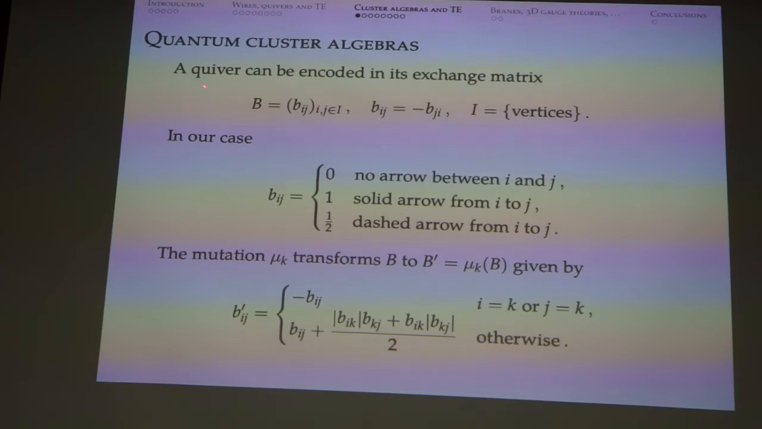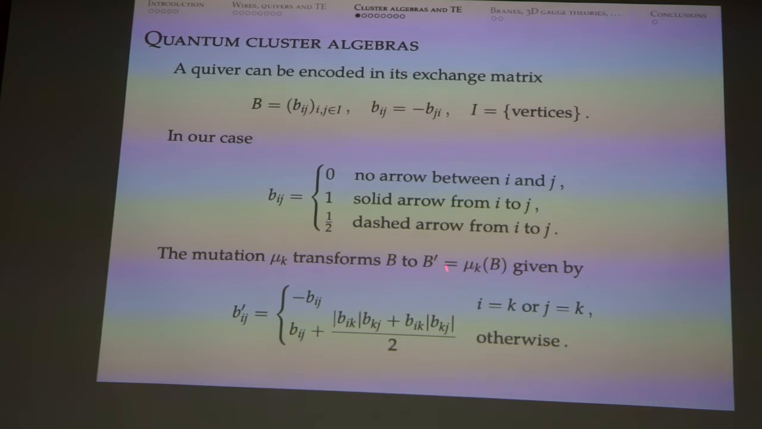So the exchange matrix B has elements B_ij, where i and j are valued in the set of vertices I. And B_ij is either equal to 0 or 1 or 1/2. In our case, B_ij is equal to 0 if there's no arrow between vertex i and vertex j. It's equal to 1 if there's a solid arrow going from i to j, and 1/2 if there's a dashed arrow from i to j. Okay? So more or less it's like an adjacency matrix. Yeah, it's the same thing. But it could be 1/2. Yeah.